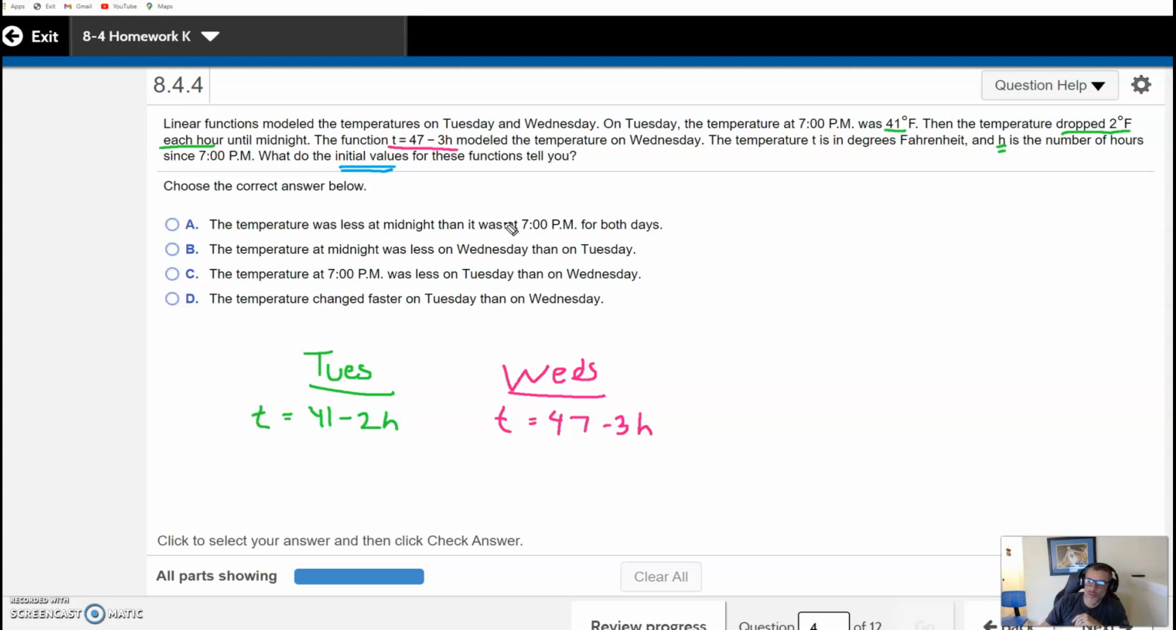So for this problem, we started measuring at 7 p.m. So our initial value would be the temperature at 7 p.m. So for Tuesday, my initial value was 41 degrees. That's where we started. And then the temperature went down 2 degrees every hour. So there's our initial value. And on Wednesday, the temperature was 47 degrees at 7 p.m. when we started measuring. And then it went down 3 degrees every hour.